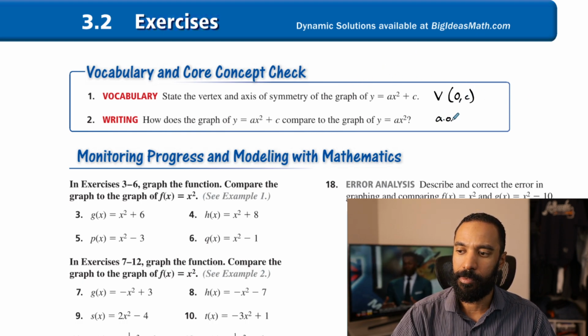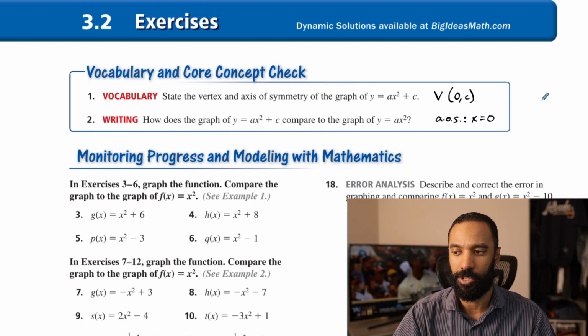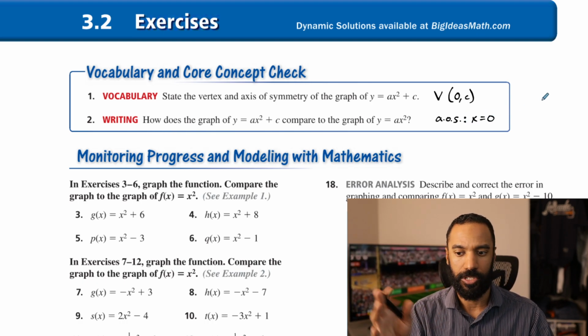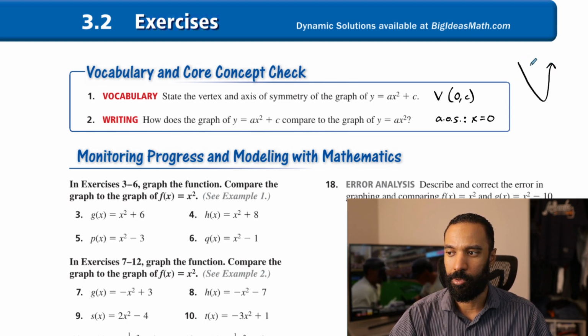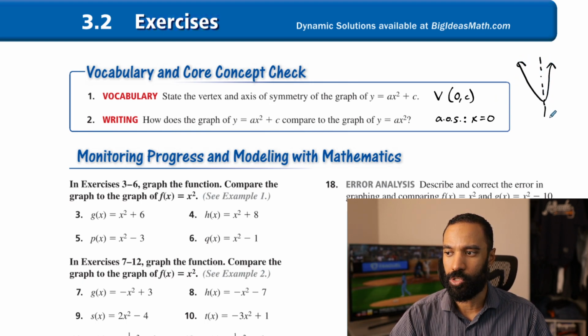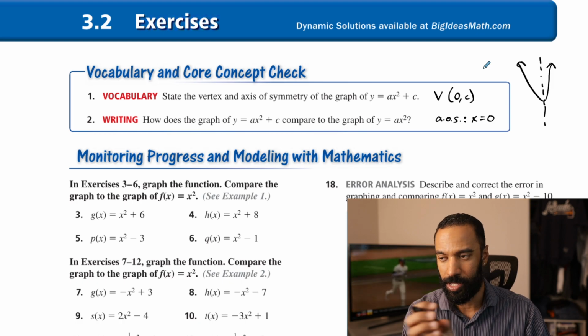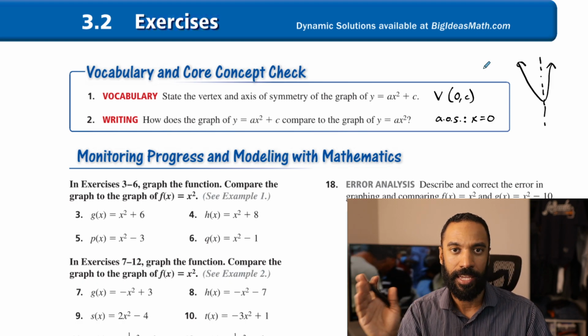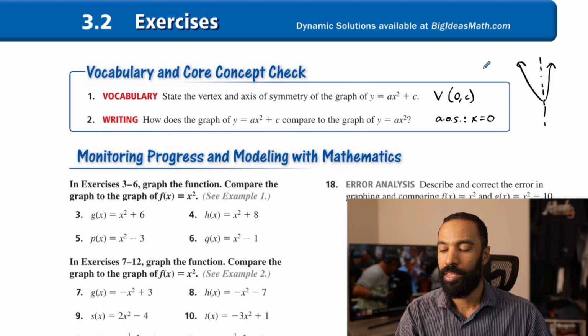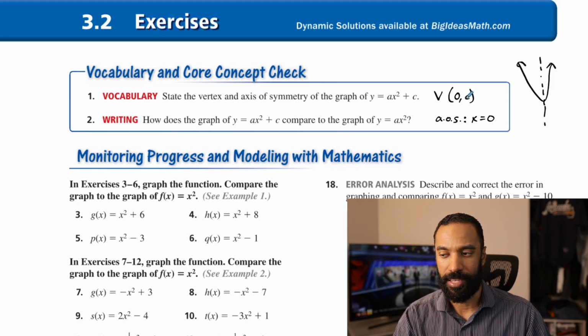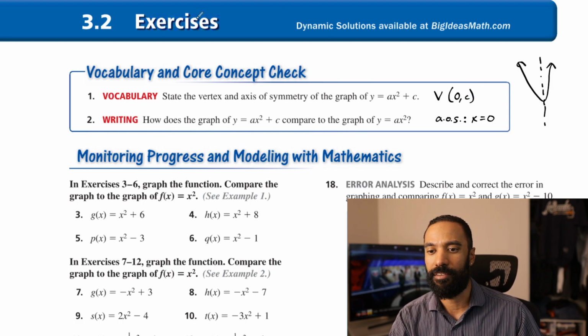The axis of symmetry always goes through the x value of the vertex, so in this case it is still x equals 0. That has not changed. The axis of symmetry is the dotted line that goes through a parabola, and because there's no horizontal translation, we stay at x equals 0. The absolute maximum or minimum is at c, however, for y.